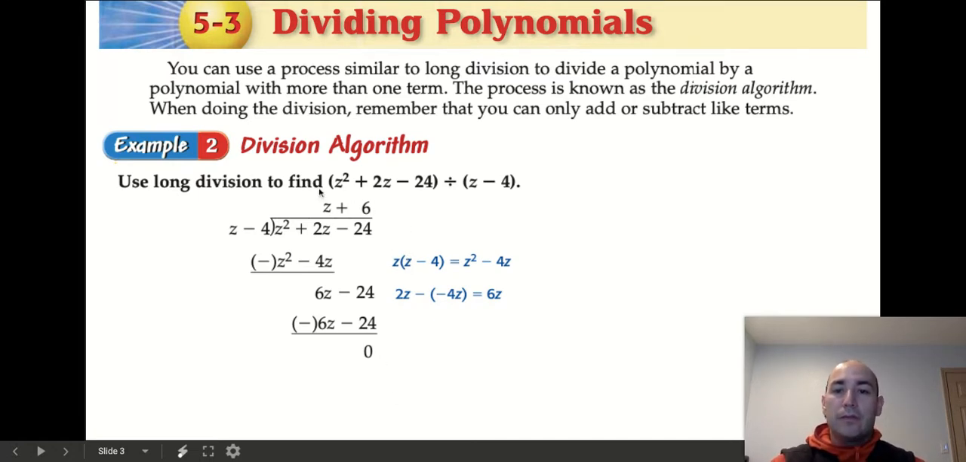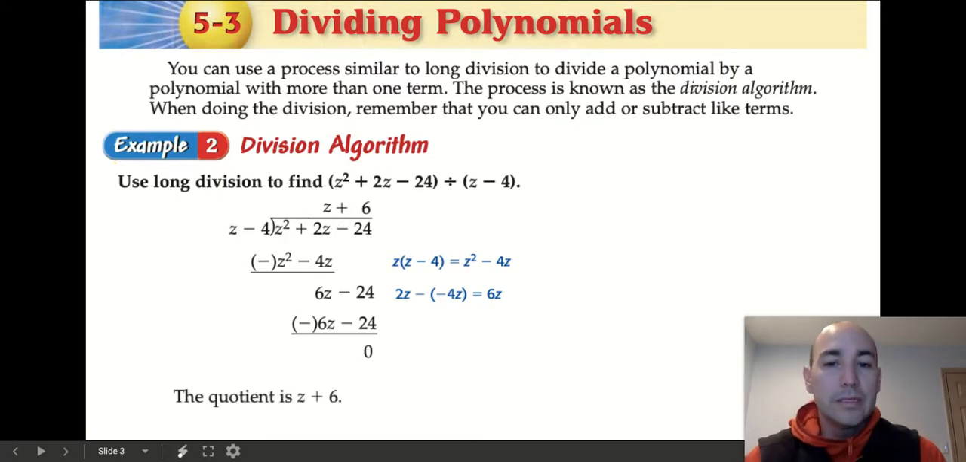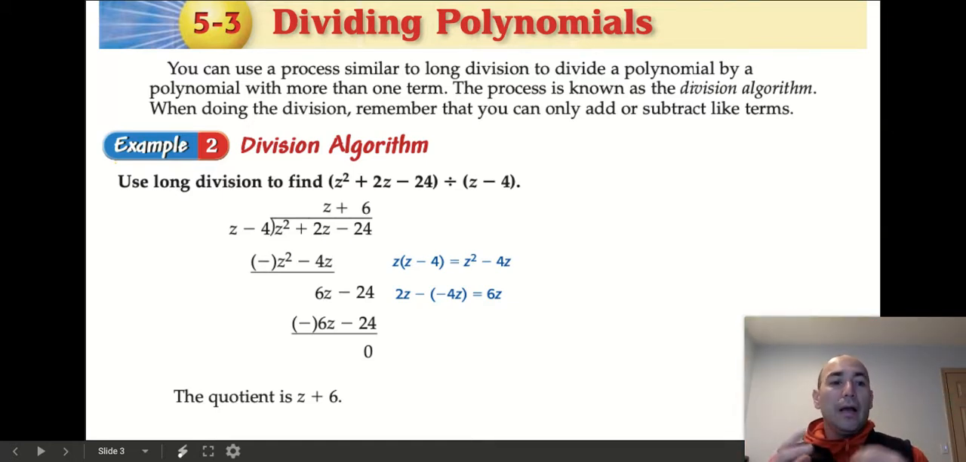So my answer is sitting right up here. If I take this polynomial and divide it by this polynomial, this is my quotient. This is my answer. So my answer is z plus 6. So again, really similar to how we used to divide larger numbers in elementary school, but now we're using polynomials. We're using that same process.